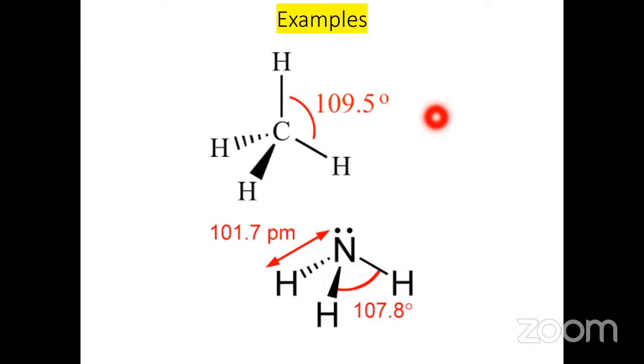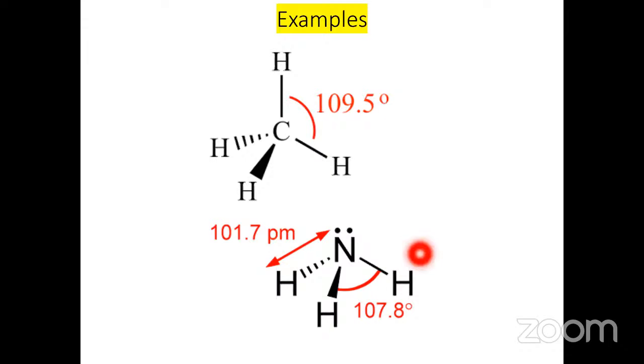Now in its excited state, it gets 4 unpaired electrons. These 4 unpaired electrons of the orbitals overlap with the 1s orbitals of the 4 hydrogen atoms to form the CH4 molecule. Its shape is tetrahedral and its bond angle is 109.5 degrees. It does not have any lone pairs. That is the reason its shape is tetrahedral and the bond angle is 109.5 degrees.